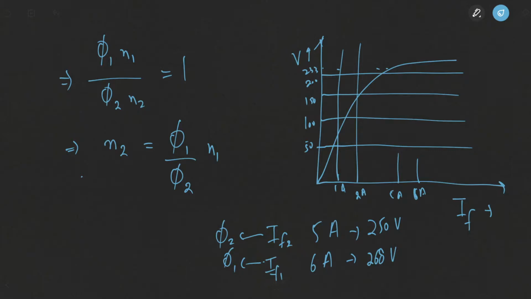So in a nutshell, phi 2 divided by phi 1, since the two are proportional in the linear region, will be equal to 250 divided by 268. Now we need to find N2 equal to phi 1 by phi 2 into N1. Phi 2 by phi 1 is 250 divided by 268, so phi 1 by phi 2 will be 268 divided by 250. Therefore N2 is 268 divided by 250 into N1.